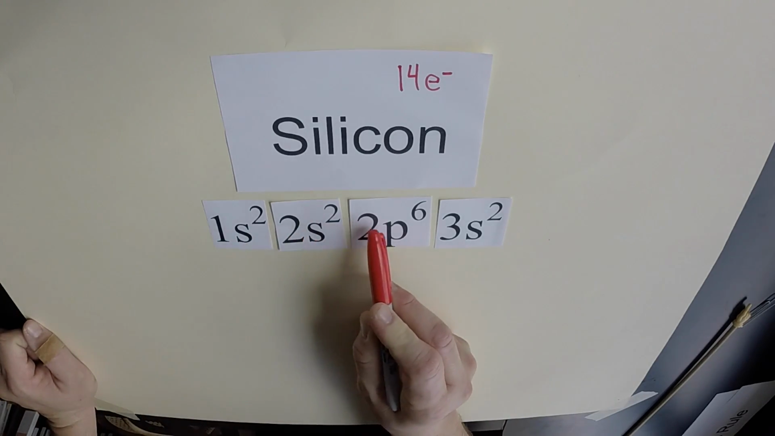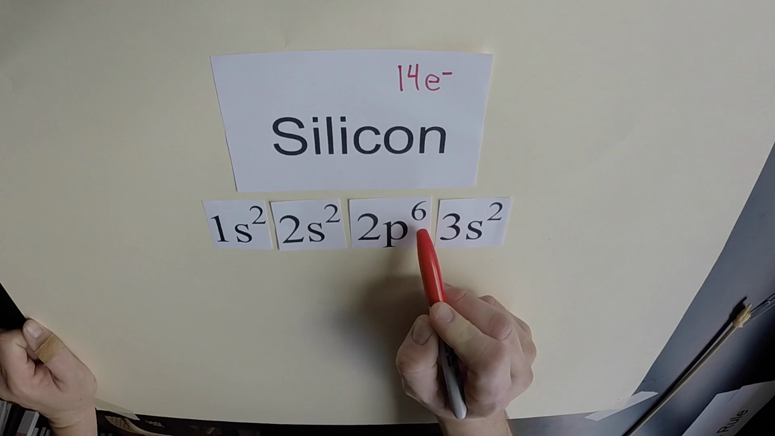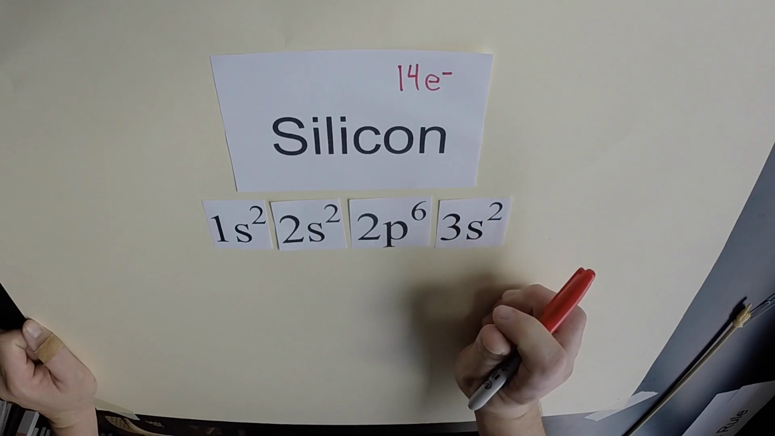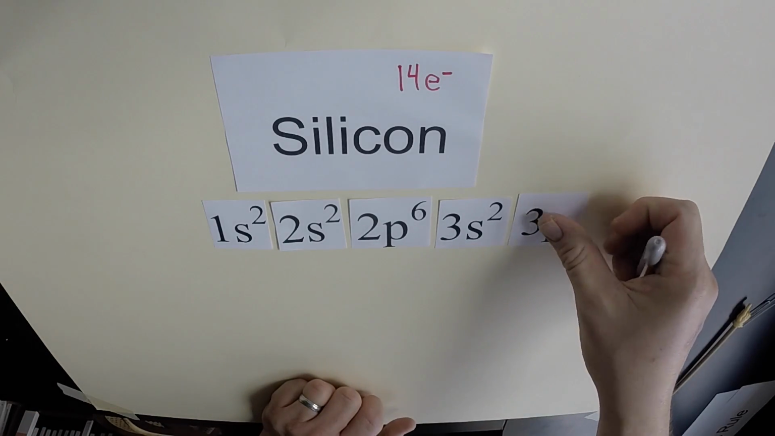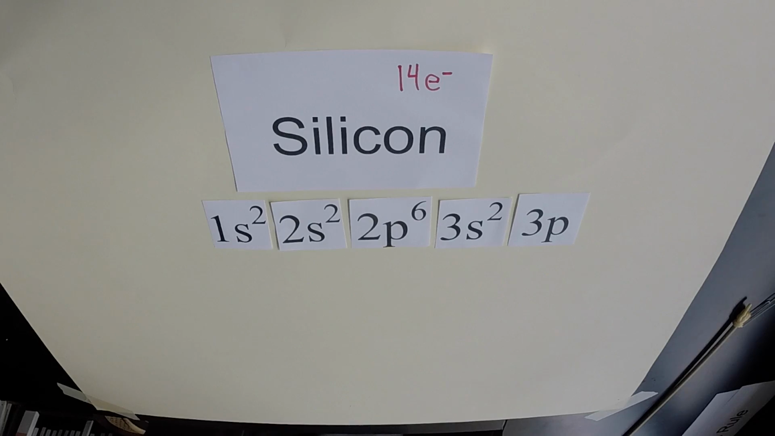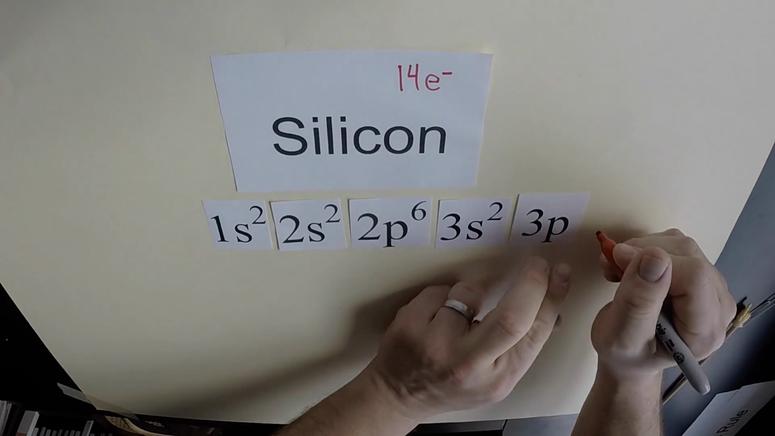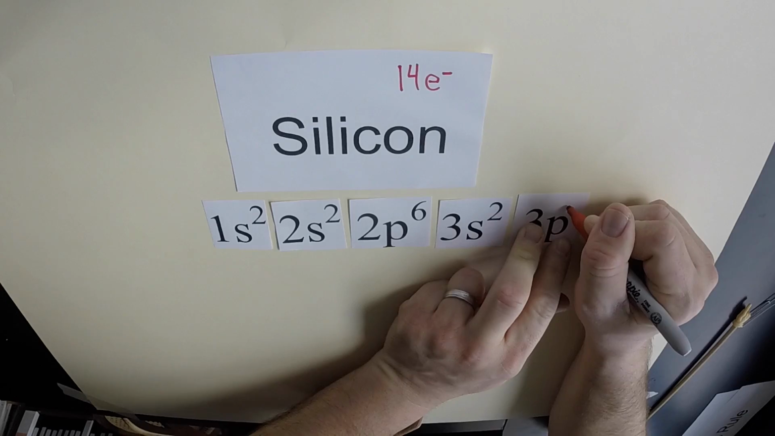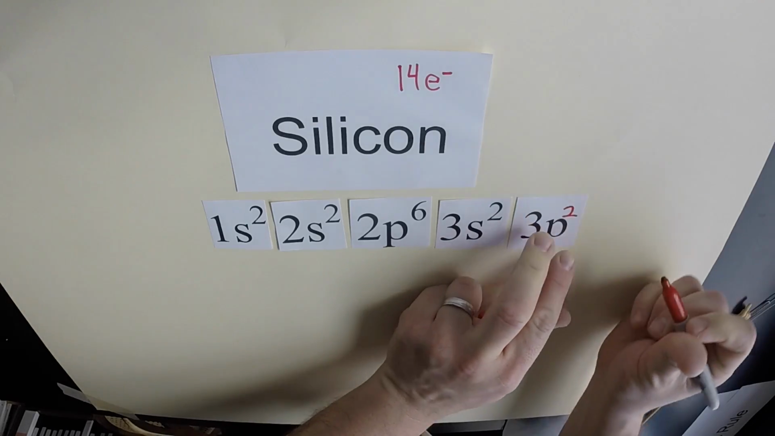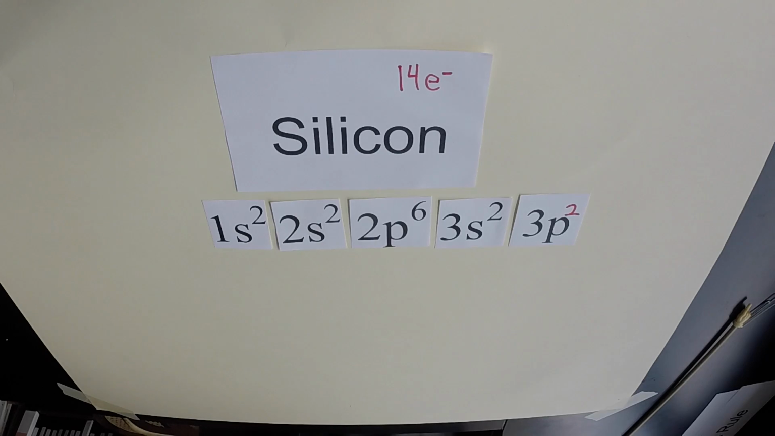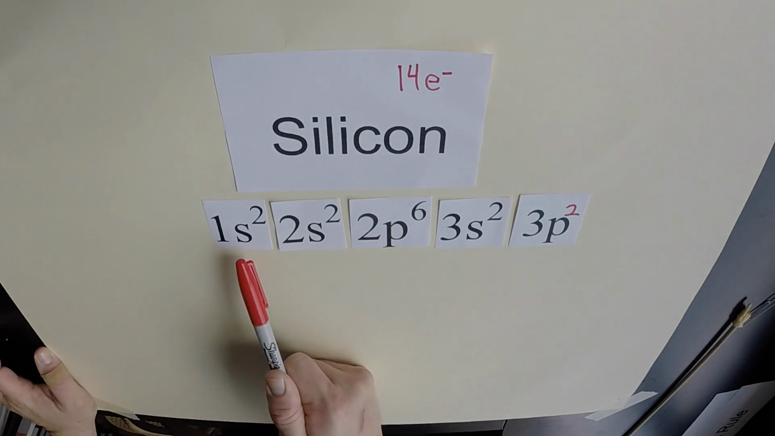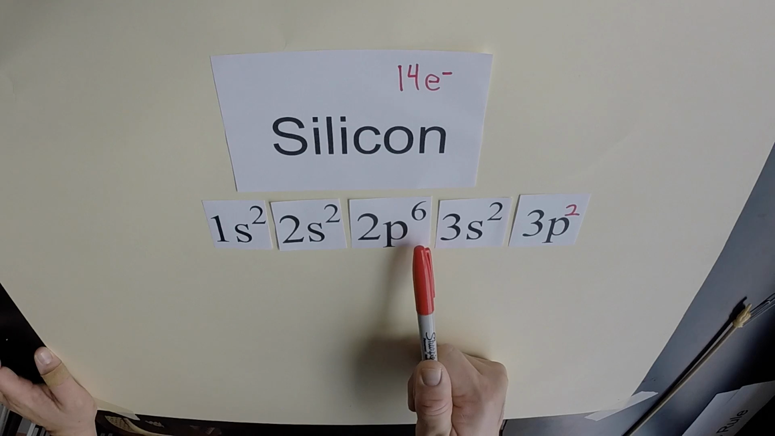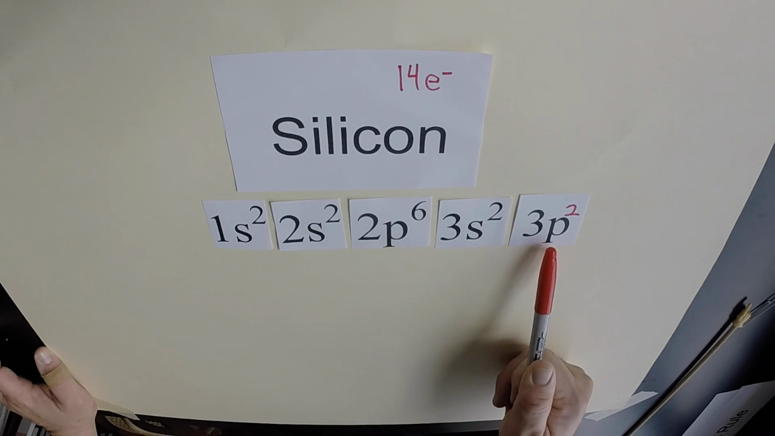Now if we add up the electrons we've arranged so far, 2, 4, 6, 8, 10, 12 of our 14 electrons have been distributed. So we have 2 more electrons, and those we'll put in the 3p sublevel, and our superscript on the p will be 2 as opposed to 6, because we only have 2 electrons in that sublevel for silicon. So our electron configuration for the element silicon is 1s2, 2s2, 2p6, 3s2, and 3p2.